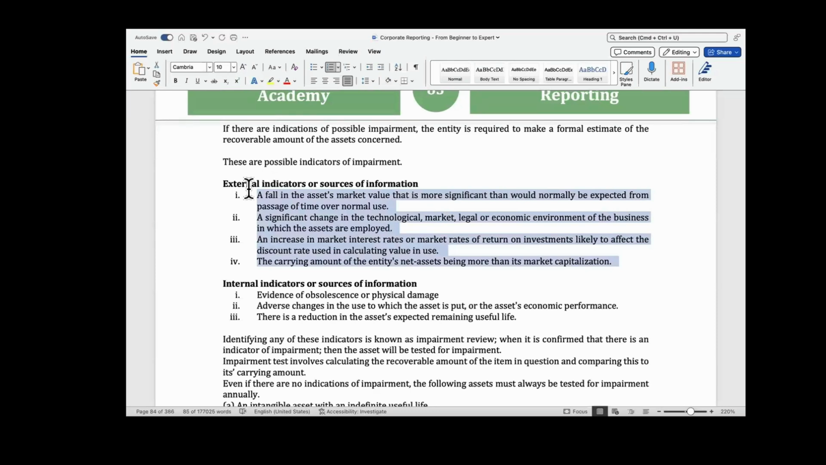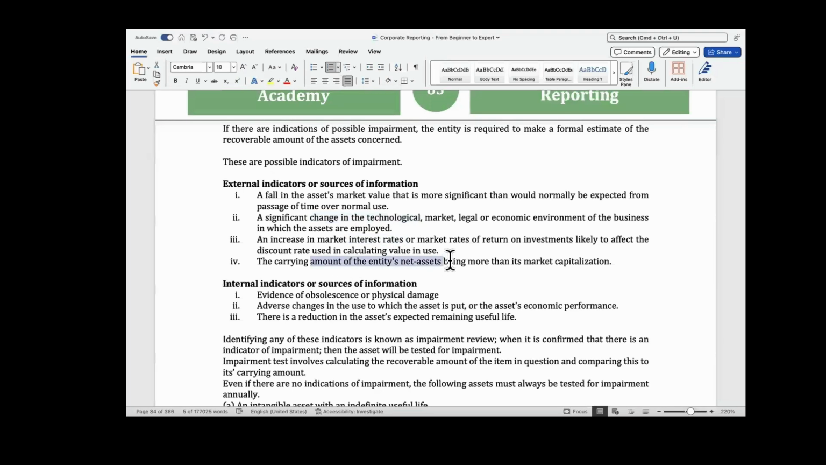They are really variables that are outside the scope of the entity, like a fall in the market value. An entity does not have control over the selling price or market value of an asset. So if that falls, then there's likelihood that your asset must have been impaired. Another one is a change in technology, market, legal, or economic environment that could also impact on whether your asset has been impaired or not. Another one is an increase in interest rates. And finally, when the carrying amount is more than market capitalization.